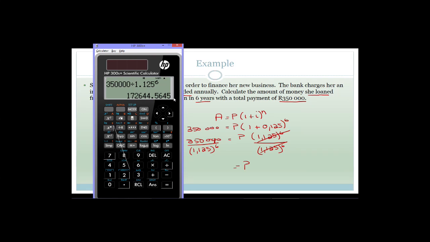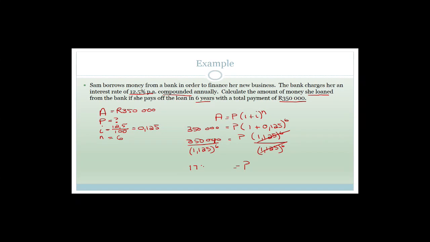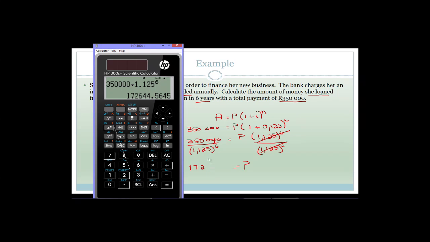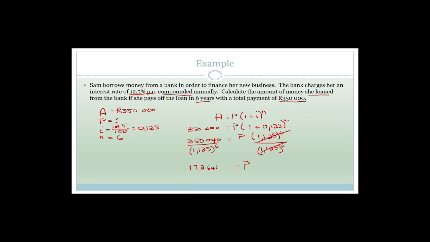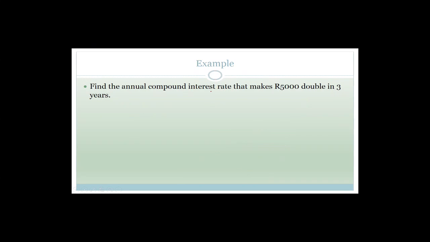Please don't think that. I've had huge fights with my students about that. You just look at the third decimal. The third decimal is a four. That's below five, so you leave the six alone. So it's 172,644.56 cents. There you go. So that is how much she would have had to have loaned in order that she paid back 350,000 after 6 years. Okay. Right, let's try another example.